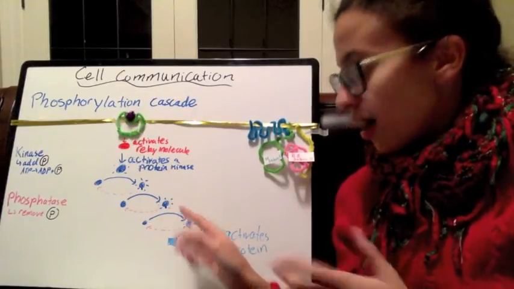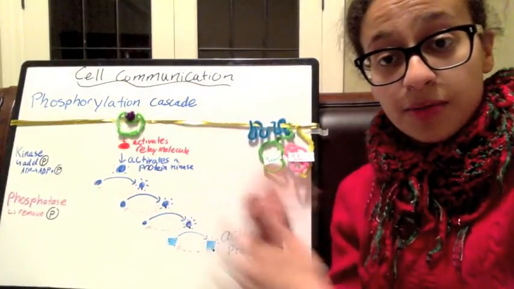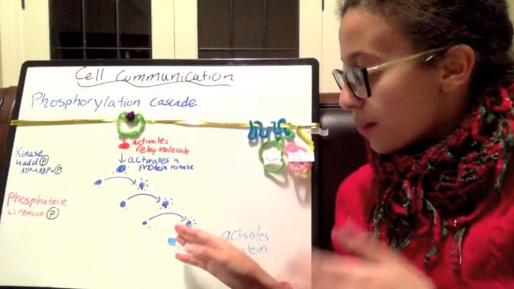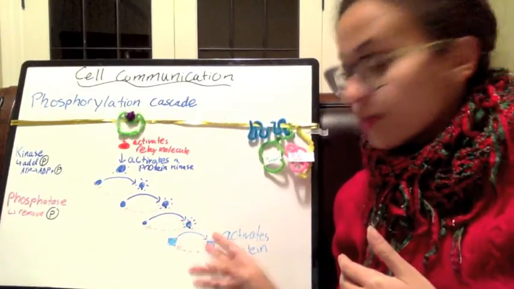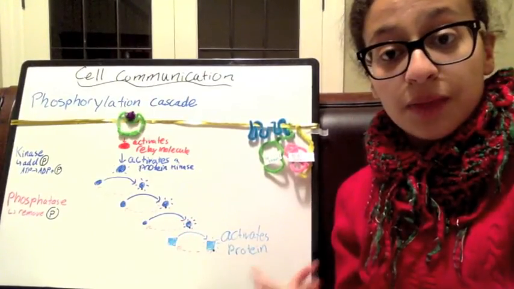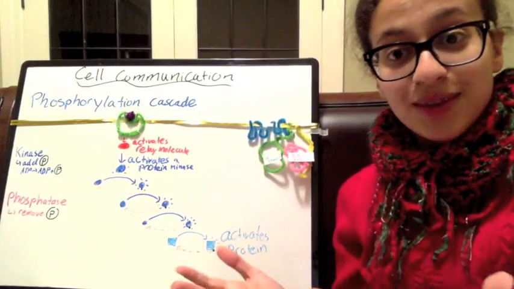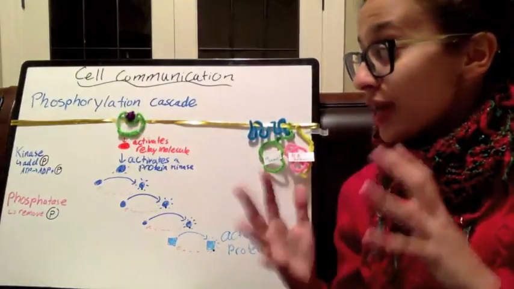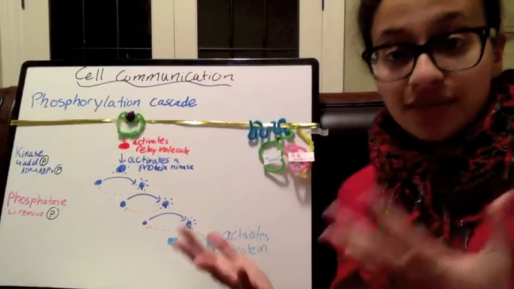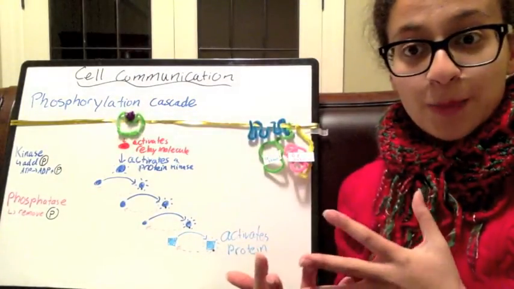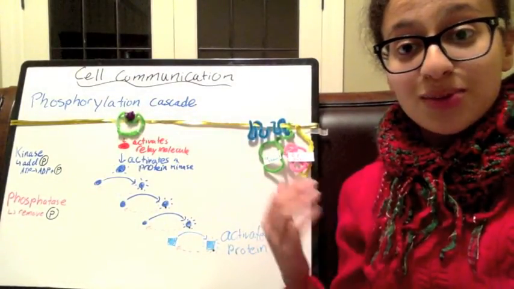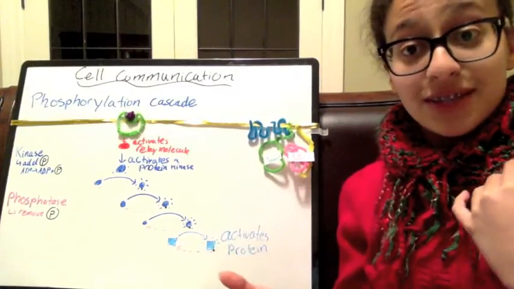And finally, this can go on for a long time, depending on the length of the cascade, and eventually it'll also phosphorylate your protein and activate it. So yay, signal sent. But you can't just have things that activate signals because when you're trying to control things within a cell, you also need to shut off the signal sometimes.